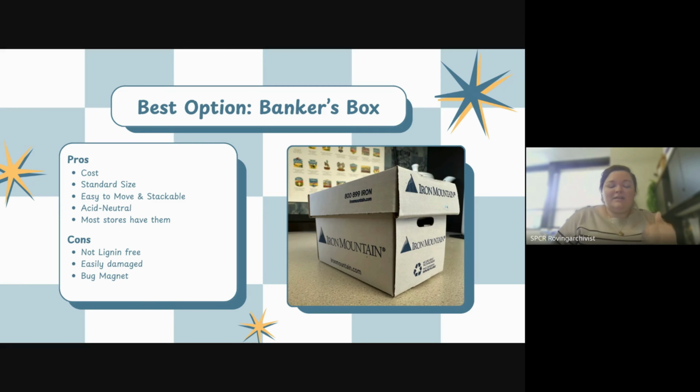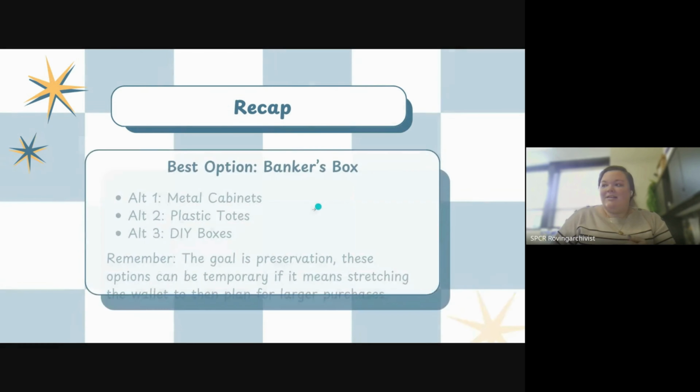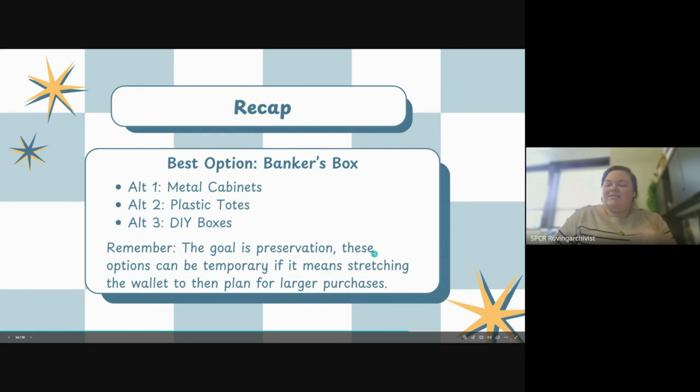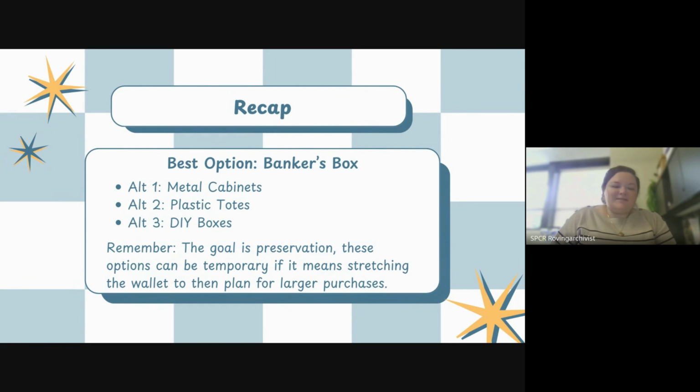So like I said, the four alternatives I'm recommending today are the metal cabinets, the plastic tubs, the DIY boxes, and banker's boxes. And I just also want to reiterate that the goal is preservation. These can be temporary, like I said. If you have other collections priorities and needs which need to be addressed first, then these are what I would recommend to go to first.